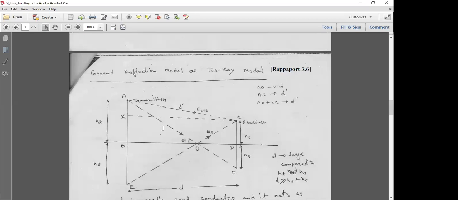Within the urban area, there are a lot of buildings, densely located buildings. So you cannot actually get the second ray. They will be obstructed by buildings.